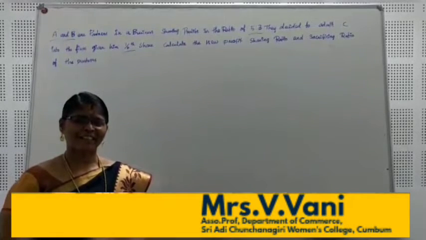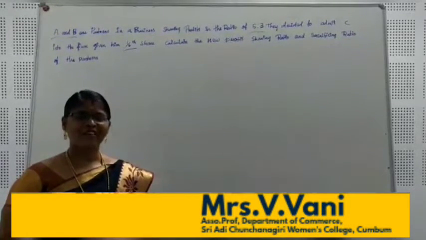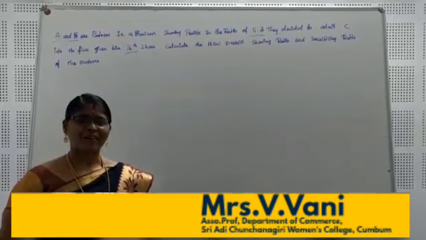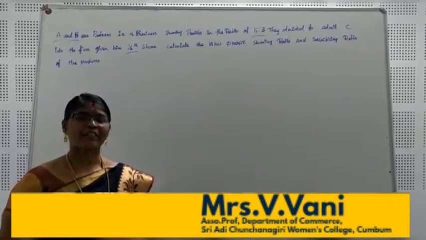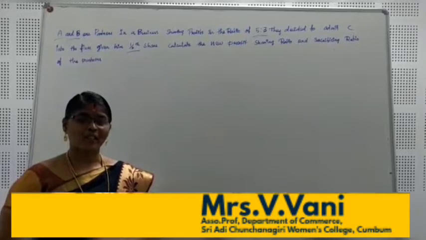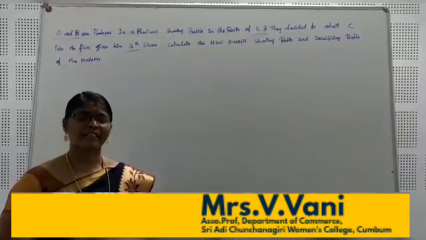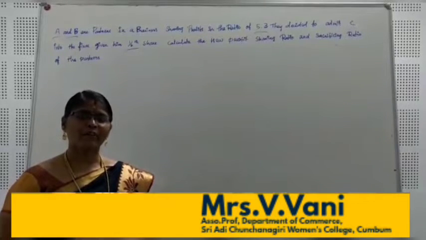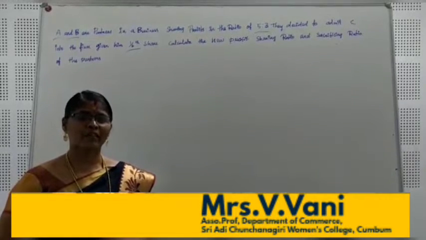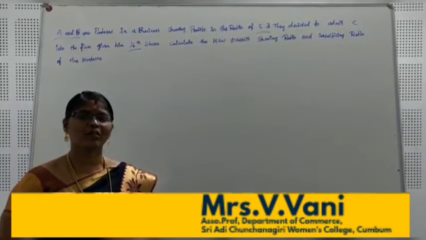What do you mean by sacrificing ratio? While admitting the newcoming partner in a firm, the old partners sacrifice their share of profit in favor of the newcoming partner. So the newcoming partner's share of profit is calculated on the basis of sacrificing ratio. Here we use a simple formula to find the sacrificing ratio: old ratio minus new ratio.